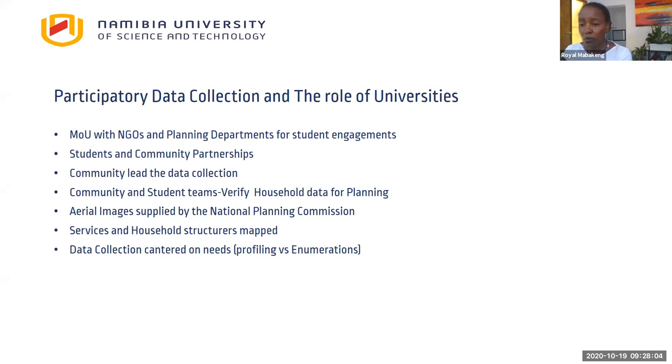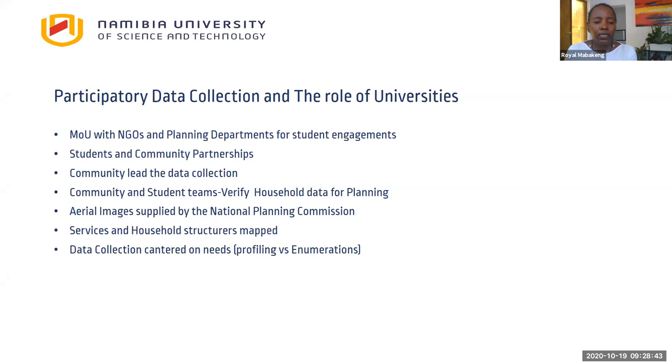We have students and also faculty that are part of the Department of Land and Property Sciences and also Architecture and Planning, supporting the communities through the verification of the data. In every activity that we engage in with the community, we had support from the National Planning Commission, who provided the aerial images in order to verify the existing structures in the informal settlement, availability of services, or any of the other items deemed necessary for any planning intervention that was agreed upon.